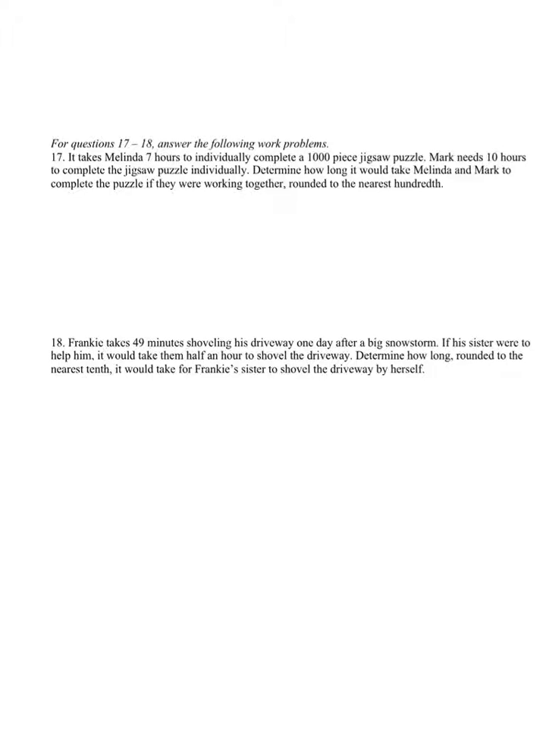For 15 and 16, I am adding. So let's do 15 first. So I need common denominators. The easiest way for me to get common denominators here is just to multiply them by each other. So this side I'm going to multiply by 2x plus 3 over 2x plus 3. And over here I'm going to multiply both the top and the bottom by 5x plus 4.